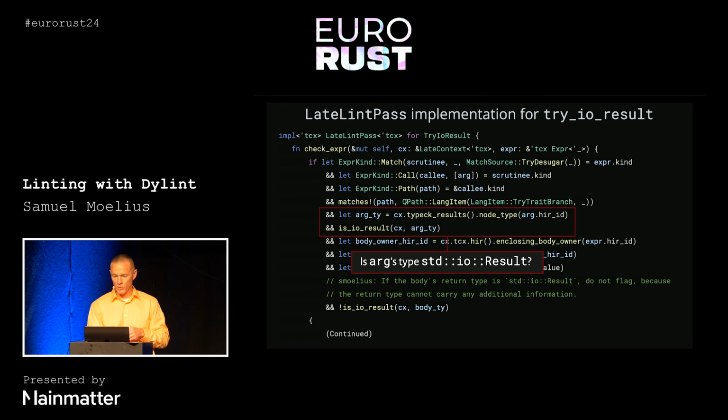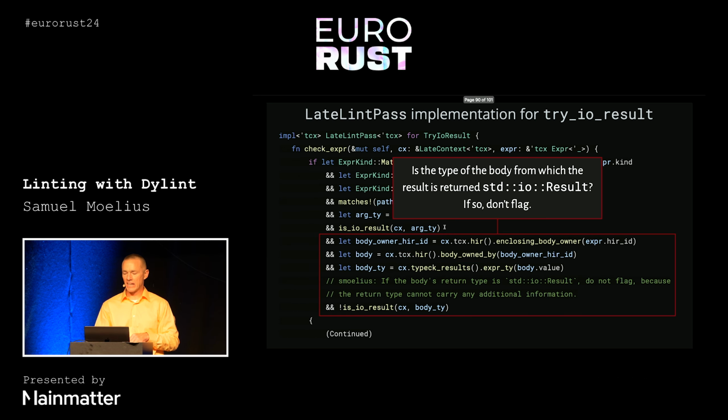And so then in the next 2 lines, we do the following. We determine the type of arg, and we bind that to a variable called arg_ty. And then here we're calling that utility function I mentioned earlier, is_io_result, and we're essentially asking, is arg_ty the type std::io::Result? If so, proceed. If not, don't.